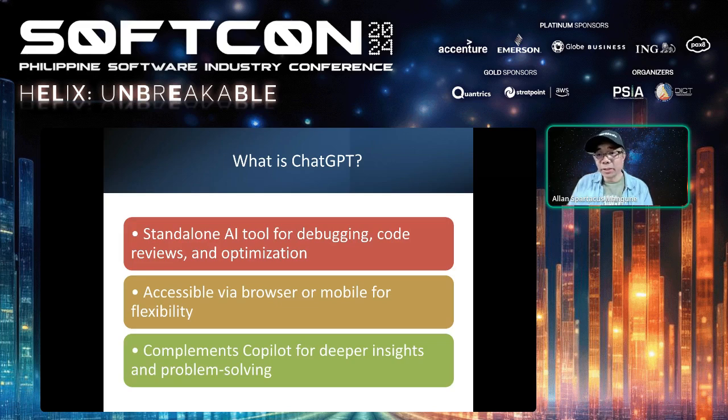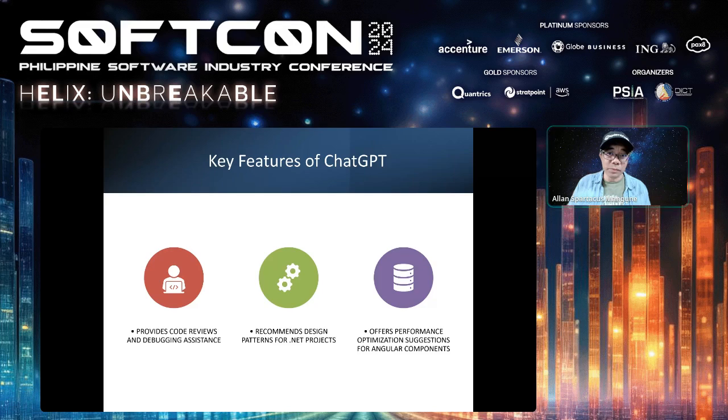So in short, GitHub Copilot helps generate code. ChatGPT assists with understanding and refining it, making it an ideal complement to Copilot in your development workflow. So let's explore some of the key features of ChatGPT and how it can help improve your development process.